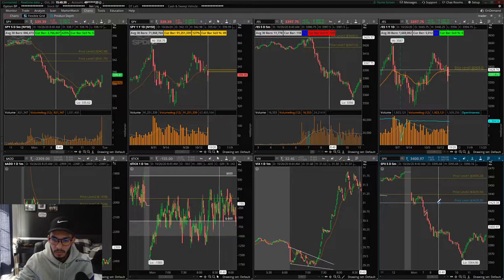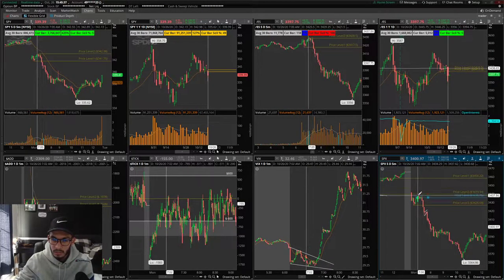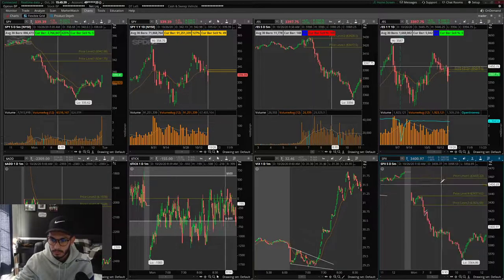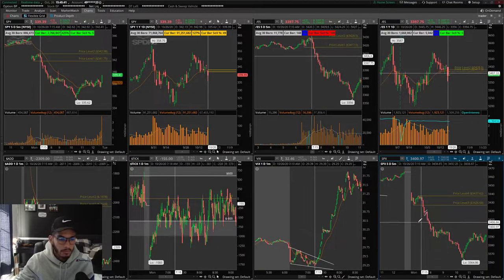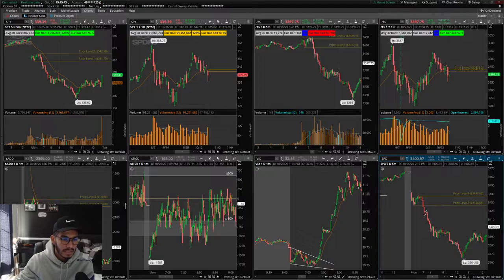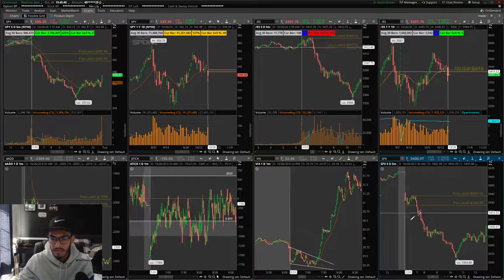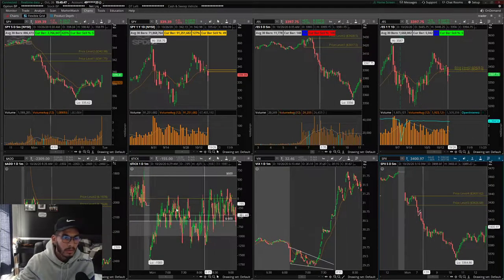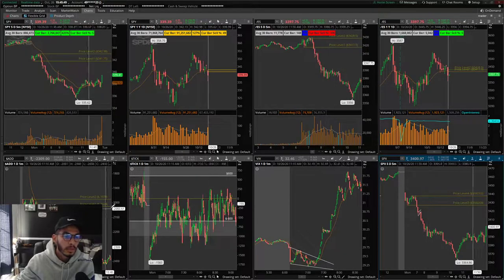SPX had also made a little range in the morning, and it broke it. So there was blood, and there were definitely plays that could have been taken that would have been really, really good plays.